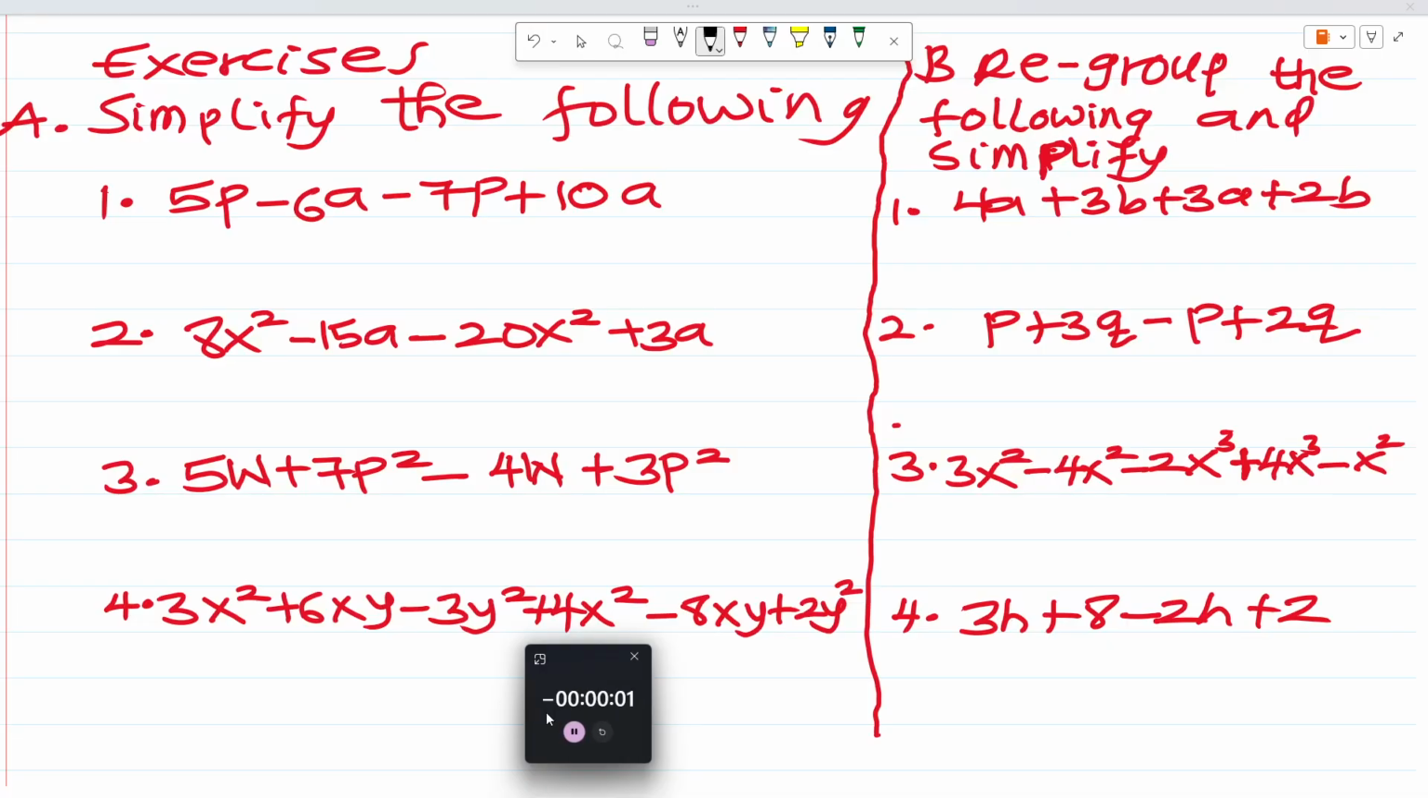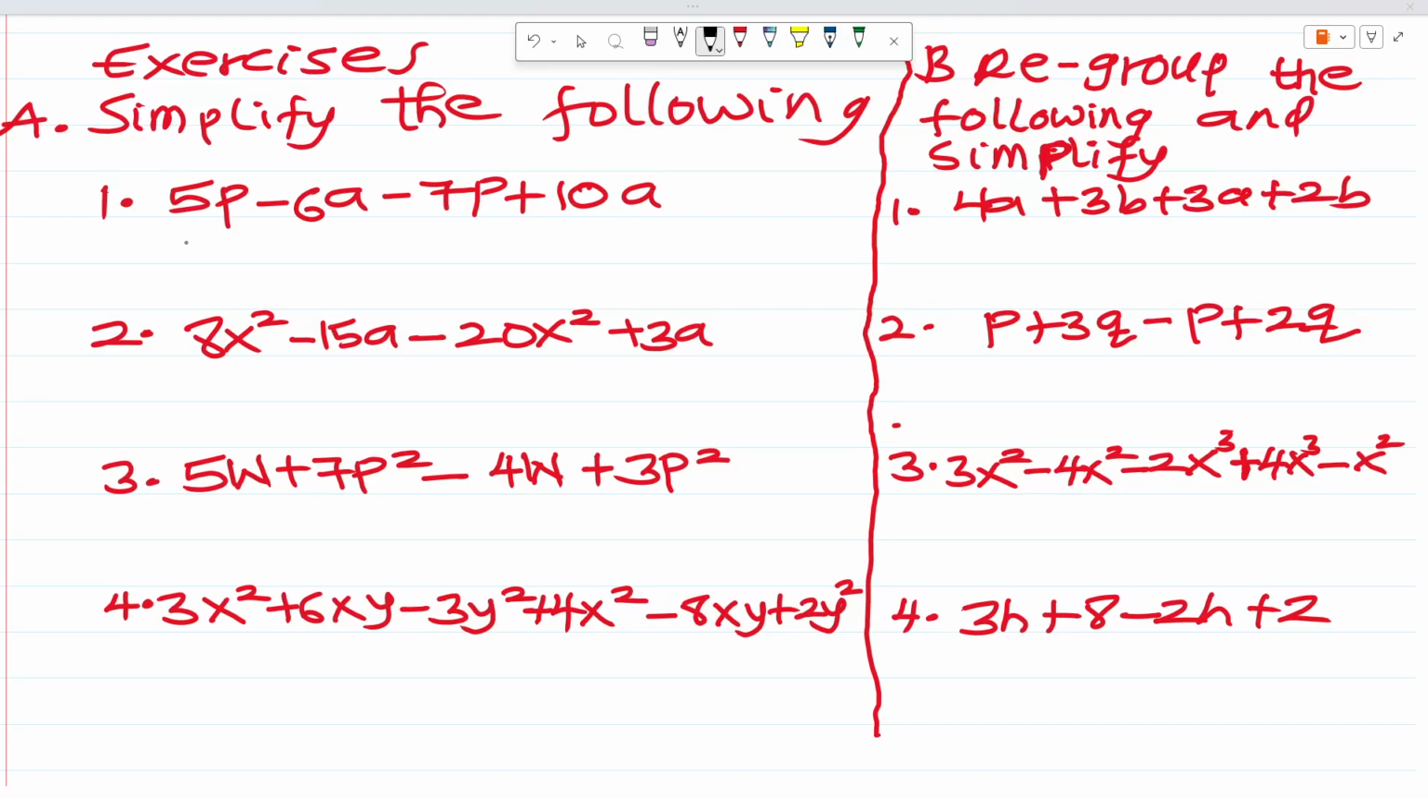And your time is up. So if you were able to solve the question, then kudos to you. So this is how we solve it.